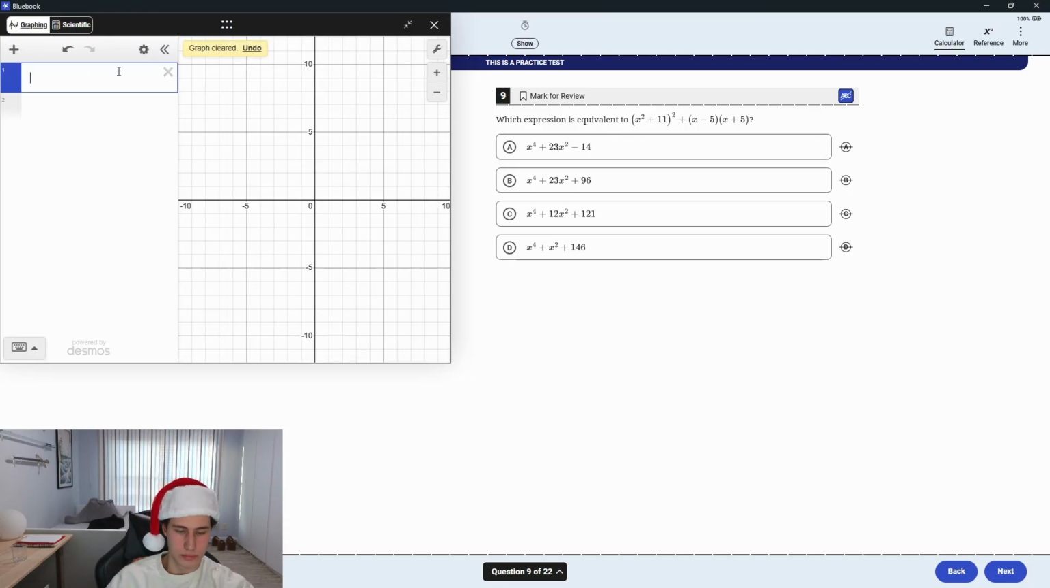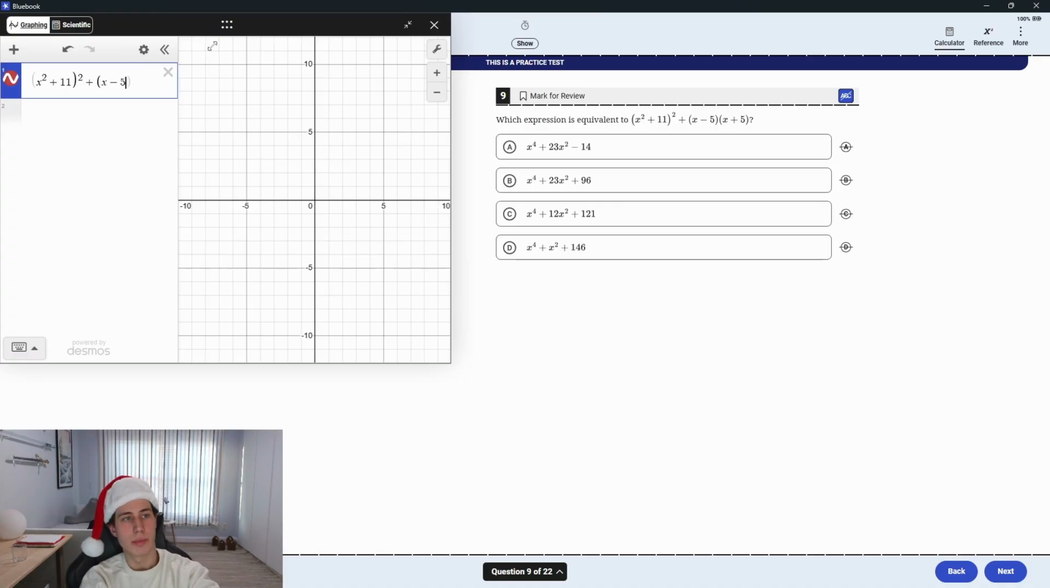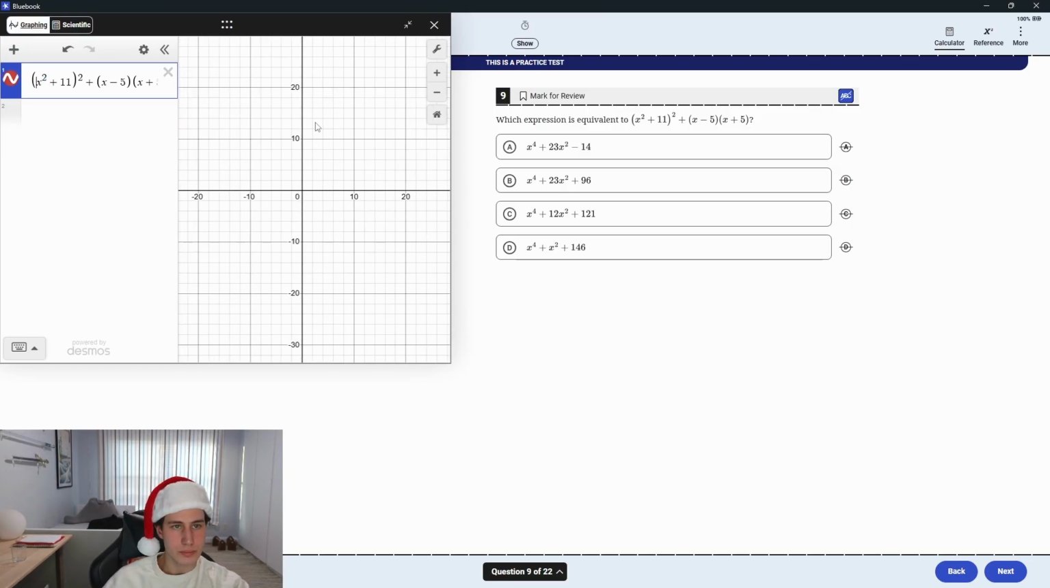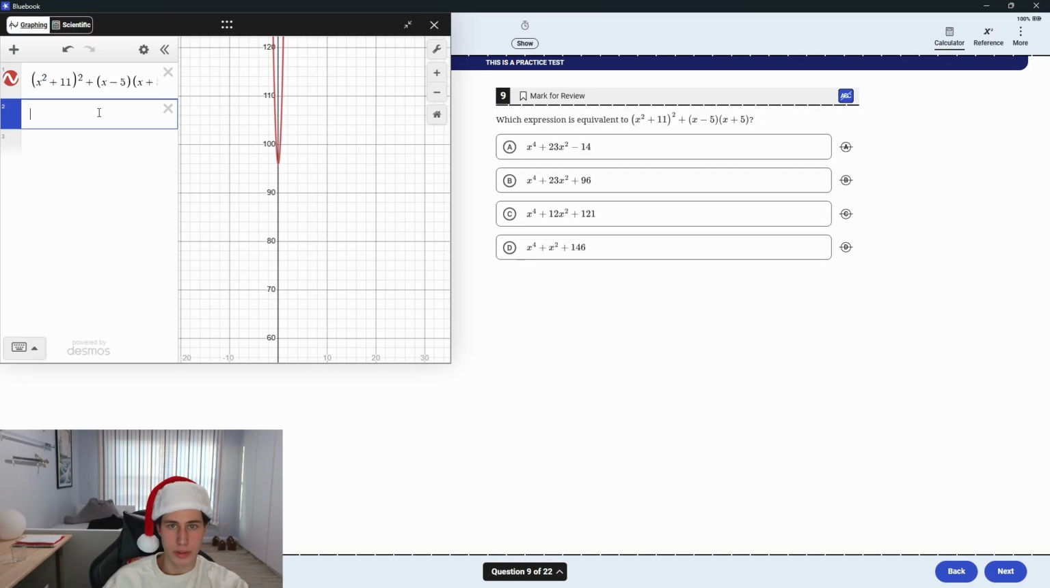So, which expression is equivalent to that? Okay, let's do it. Squared plus x minus 5, x plus 5. There we go. And then we get something that looks like this. Okay. And now we know they're going to be all x cubed, or x to the 4th. There's going to be 121 somewhere in there. Well, maybe not. I don't know.